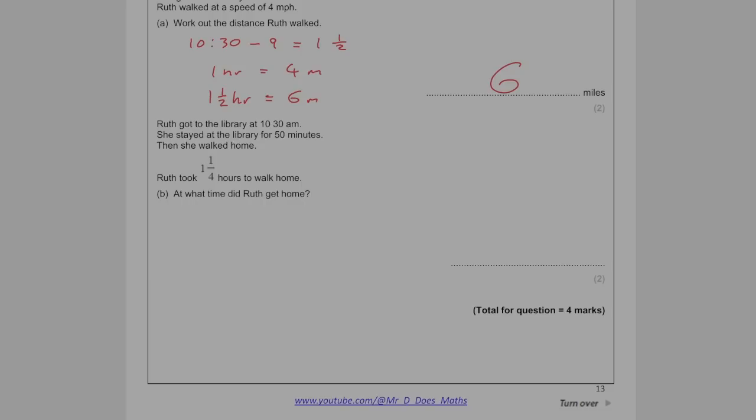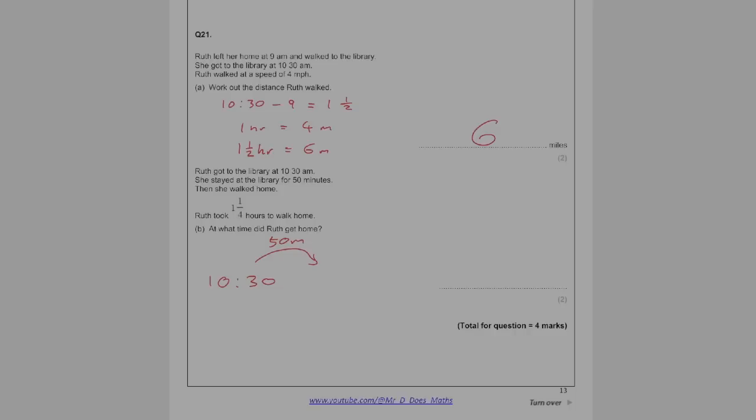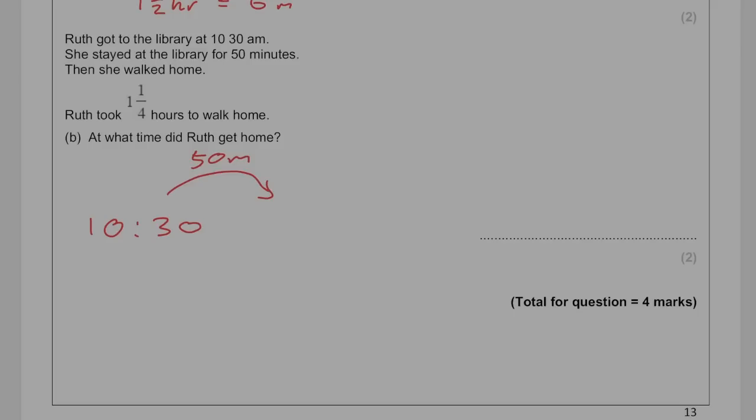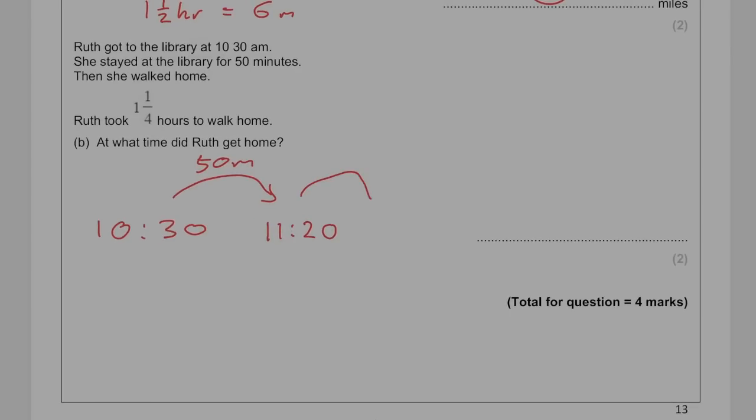Okay, Ruth got to the library at 10:30. She stayed at the library for 15 minutes. She then walked home. Ruth took 1.25 hours to walk home. At what time did Ruth get home? So I'm going to do a chunking method for this. So 10:30, and we want to add on 50 minutes. That would take us to 11:20. And then I want to add on 1.25 hours, so 1 hour and 15 minutes. So that would take me to 12:35.